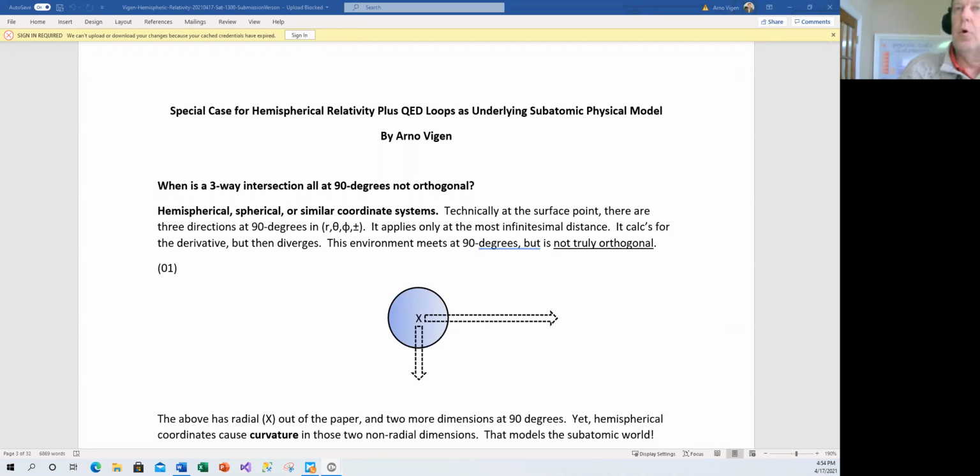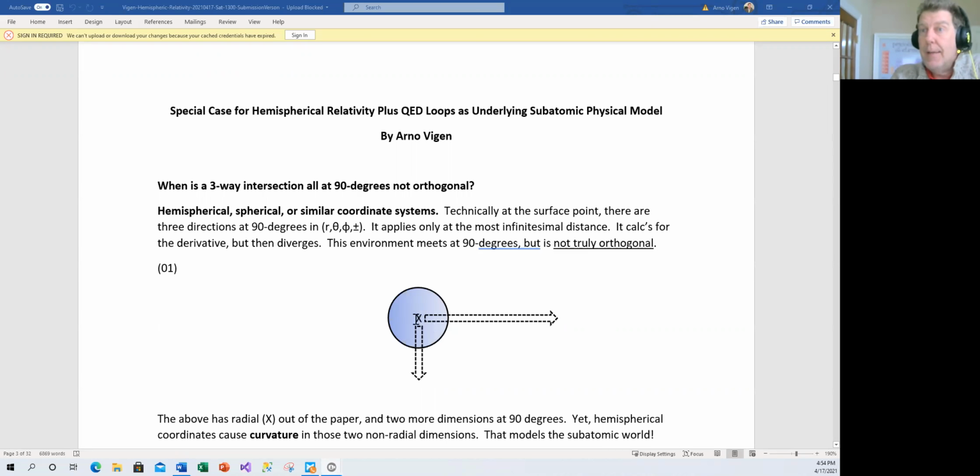Special case for hemispherical relativity plus QED loops as the underlying atomic, subatomic physical model. So when is a three-way intersection at 90 degrees not orthogonal? Orthogonal is a very mathematical term that means that you can change and rotate and everything works very cleanly. Well, the answer to that is hemispherical or spherical or similar coordinate systems.